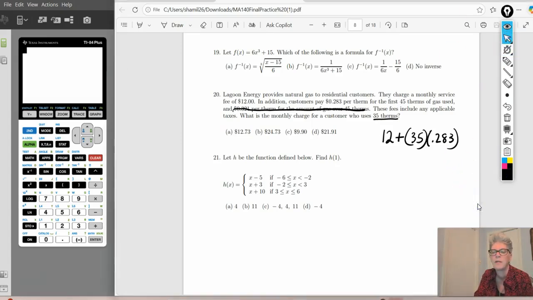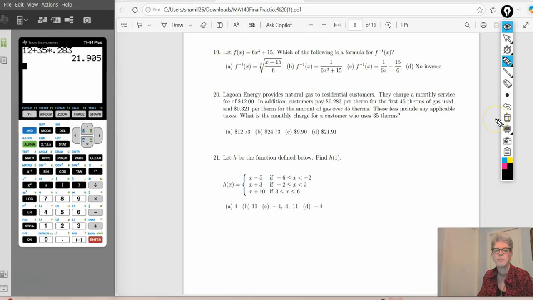Okay, so let's go to the calculator. We'll do the rest. So the monthly fee plus 35 times 0.283. Okay. And dollars and cents, I'm going to round that to 2 decimal places. It'll be $21.91. Okay, so the answer is D.